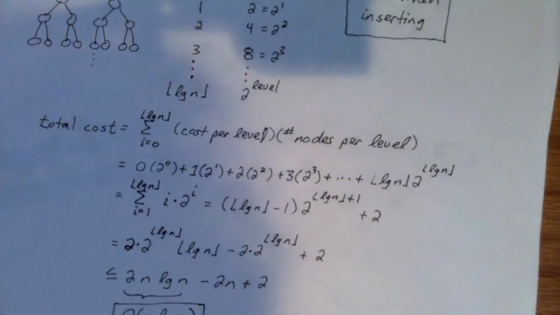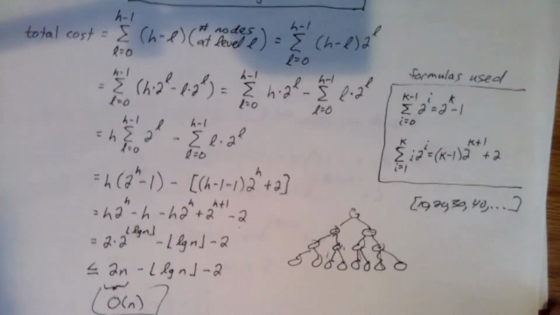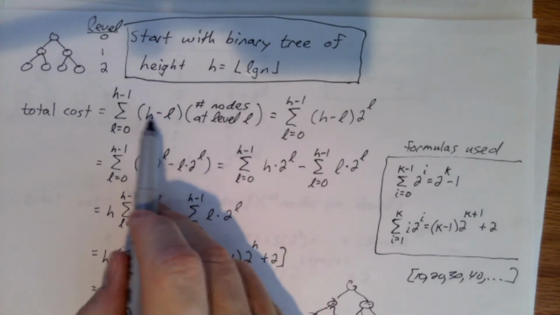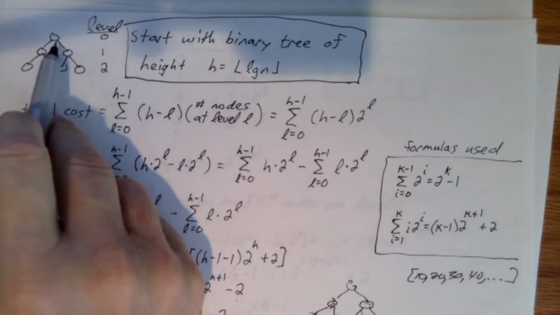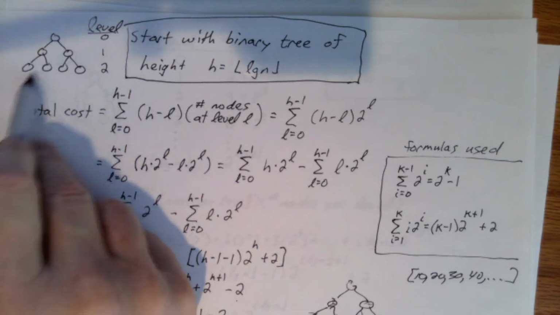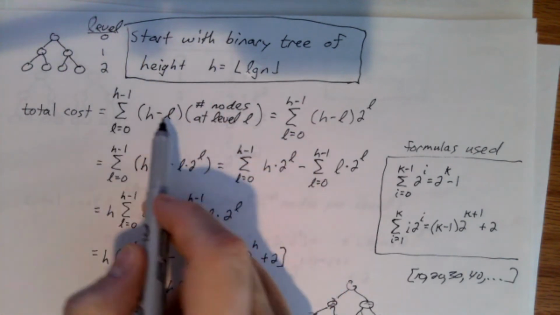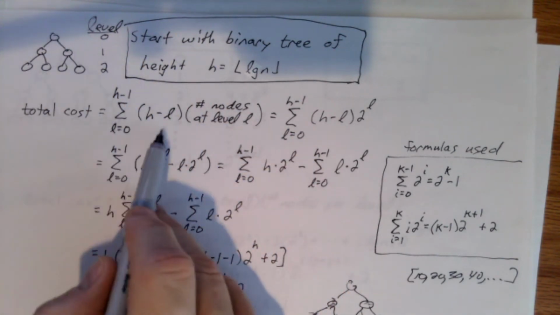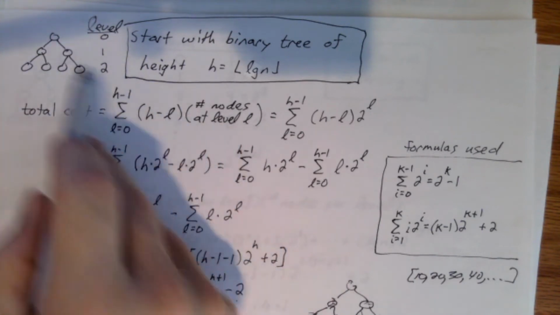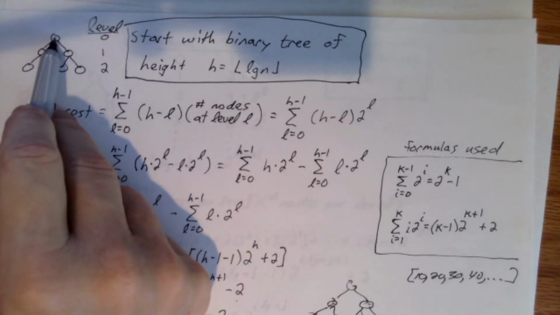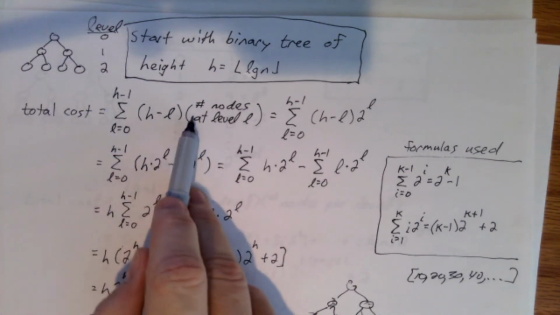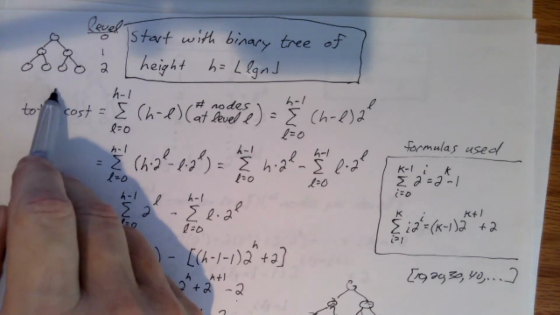So now if we look at the cost, what we get is the summation of the height minus the current level. Here the level is 0, so the most that the root will have to move down would be 2 in this particular case, right? The height of this tree is 2, so 2 minus 0, because the level is equal to 0 here, gives me 2 times the number of nodes at that level. There's only 1 node here. Each of these 2 nodes can move down 1, which is taken care of here. Each of these 4 nodes moves down 0.